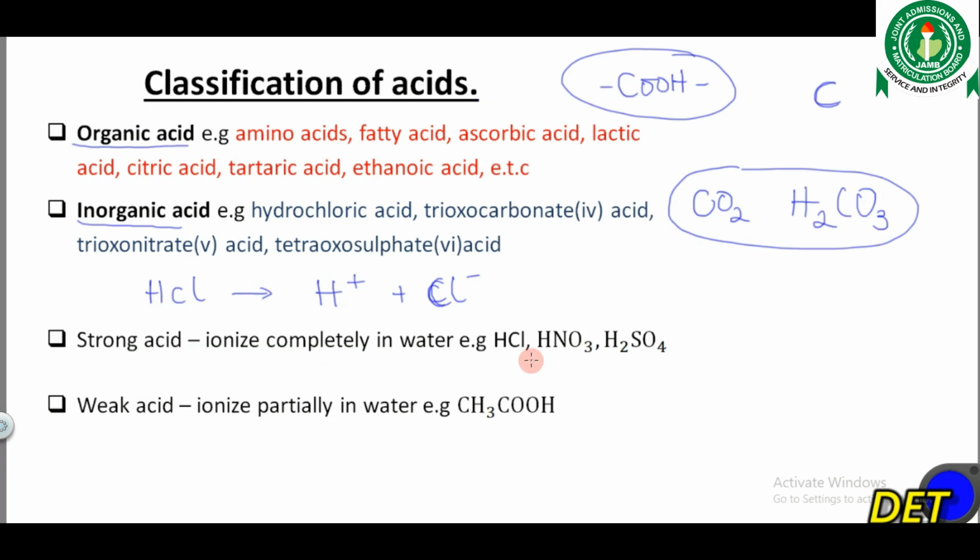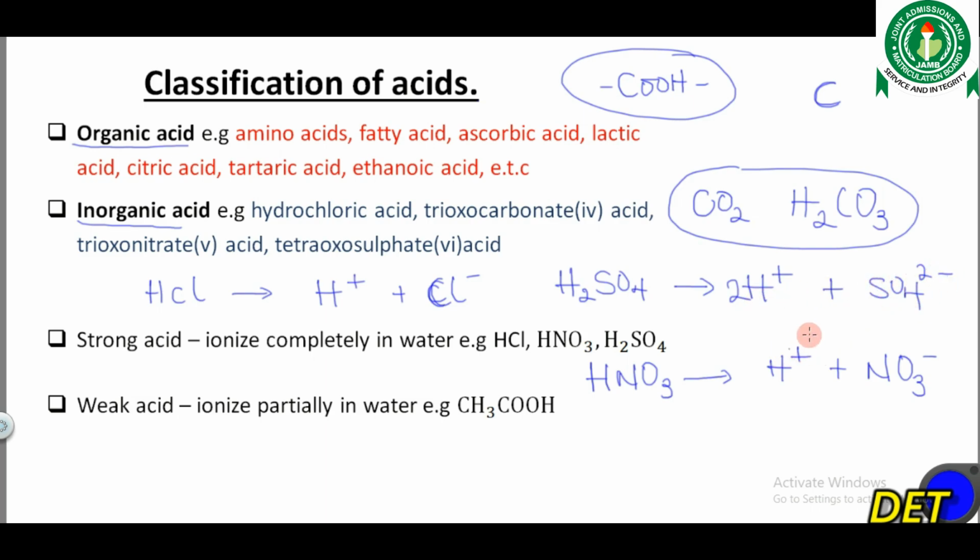As a strong acid. Also, when trioxonitrate(V) acid ionizes, it ionizes to liberate all its hydrogen ion. It ionizes completely in solution. So we refer to this acid as a strong acid. Also, when tetraoxosulfate(VI) acid ionizes in water, it ionizes completely in solution. So we refer to this acid as what? A strong acid. So tetraoxosulfate(VI) acid is a strong acid because it ionizes completely in water.